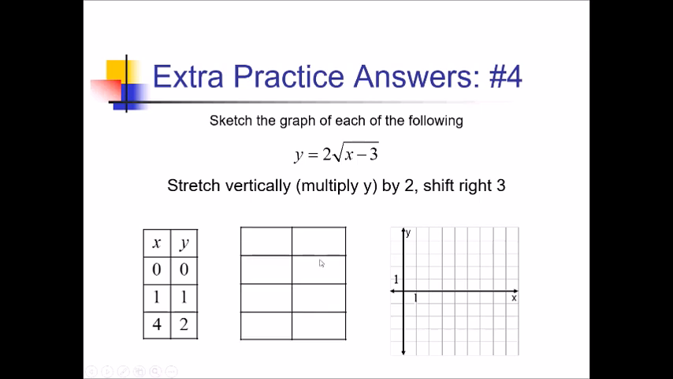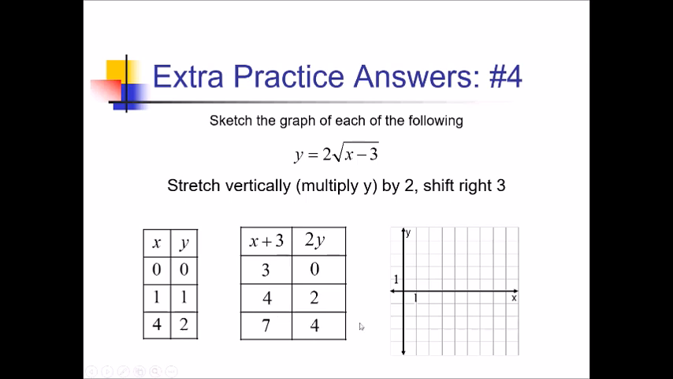So incorporating my vertical stretch and my right shift here, if I'm shifting right 3, that means I'm actually adding 3 to the x values, so I'll make sure I do that. And then we're multiplying y by 2 to stretch this, so 2y. Let me change the x values from the parent table now. So we have 0 plus 3 is 3, 1 plus 3 is 4, and 4 plus 3 is 7. Now to do the same with the y values, 2 times 0 is still 0, 2 times 1 is 2, and 2 times 2 is 4.